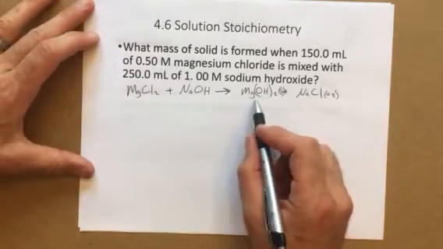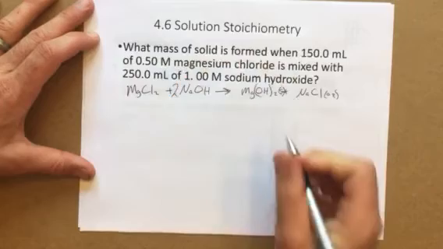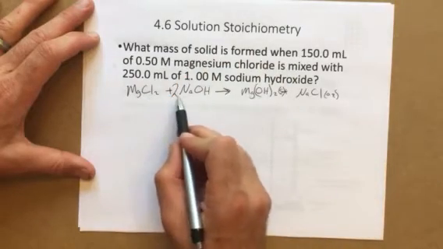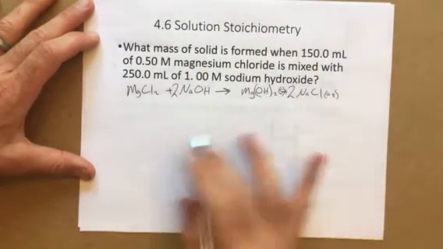We should balance the equation. We have, let's see, 2 hydroxides here, so we'll put a 2 there. We have 2 chlorides, 2 sodiums, so we need a 2 here. And then the equation should be balanced.